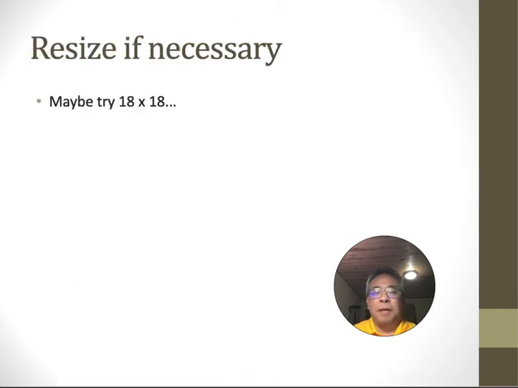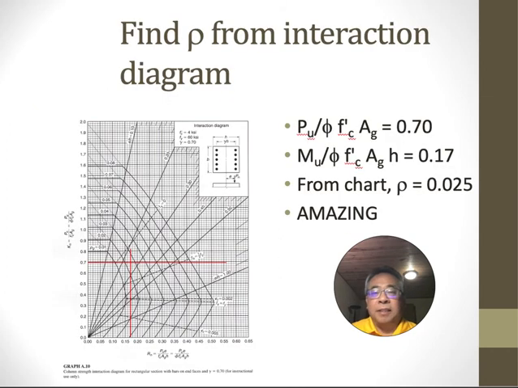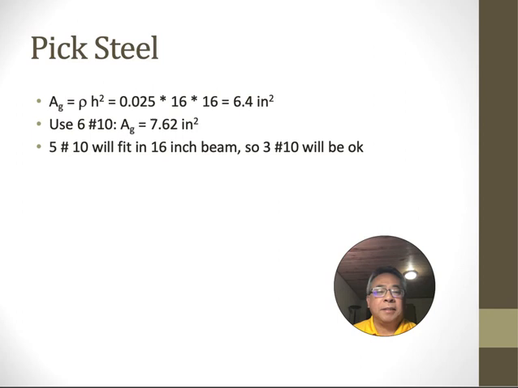Maybe an 18 by 18. You can try that at home. But I'm going to stick with a 16 by 16 and 2.5% steel. Okay? So pick the steel. 2.5% times h squared is 6.4 square inches.